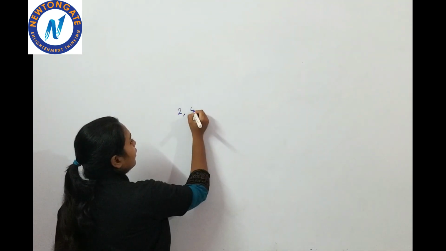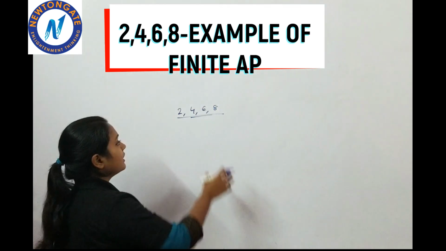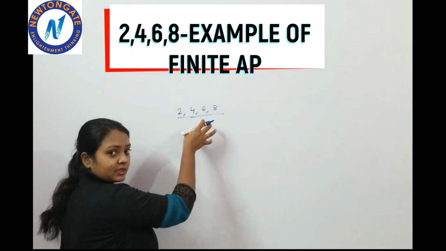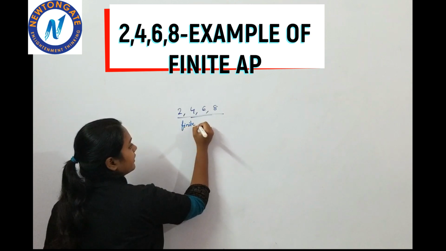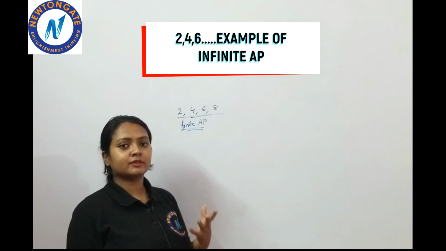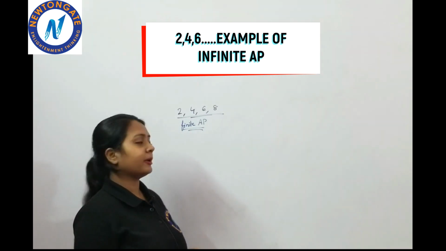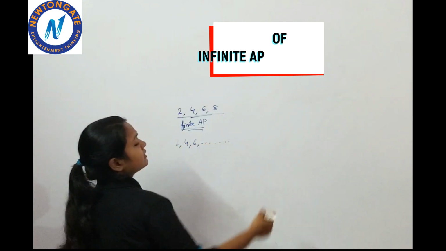Now move to our next point, finite and infinite AP. What is a finite AP? A finite AP contains a finite number of terms. Let's take an example. 2, 4, 6, 8. In this sequence, there are 4 terms. The number of terms is fixed. So, this AP is called finite AP. If the AP contains an infinite number of terms, it is called infinite AP, like 2, 4, 6 and so on. There is no end point.